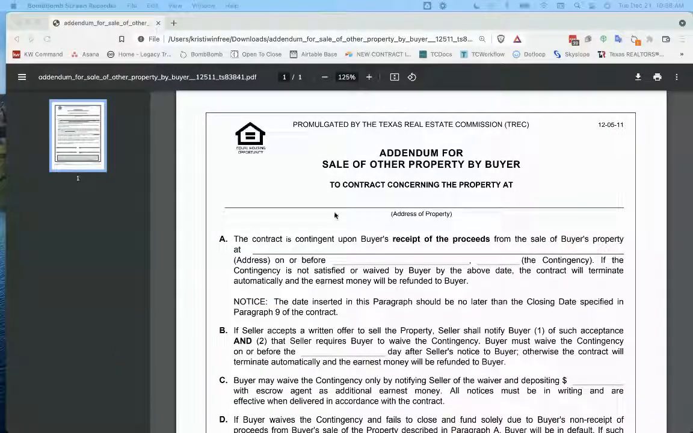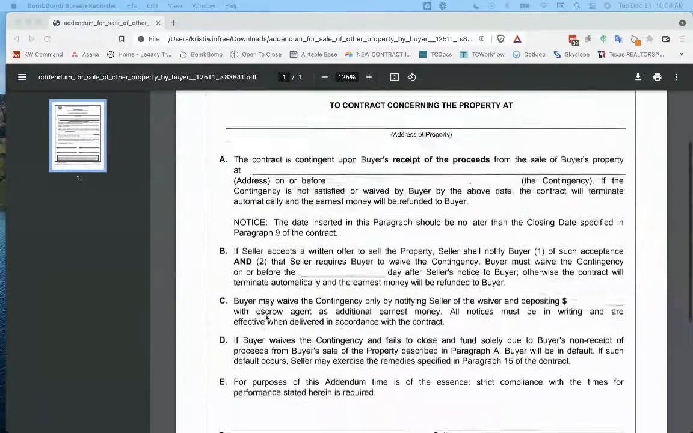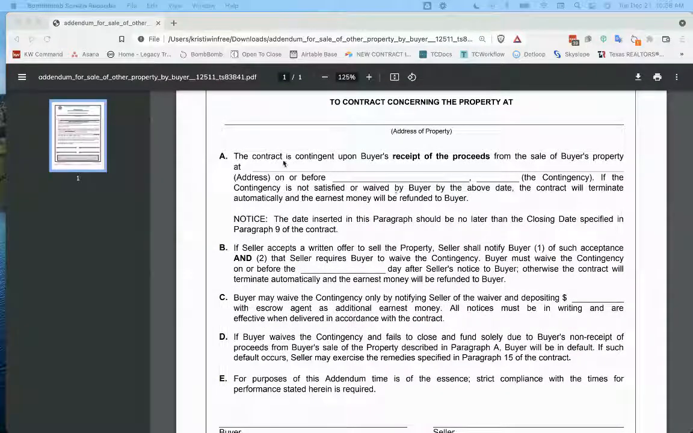So this is your addendum for sale of other property by buyer. This is when you would use it, if you're writing an offer and need to make the offer contingent upon the sale of the buyer's home. Something I want to point out right here is it says that the contract is contingent upon the buyer receiving their proceeds from the sale of the property. That would be the property they're selling, their address, and you would put on or before whenever it's closing.